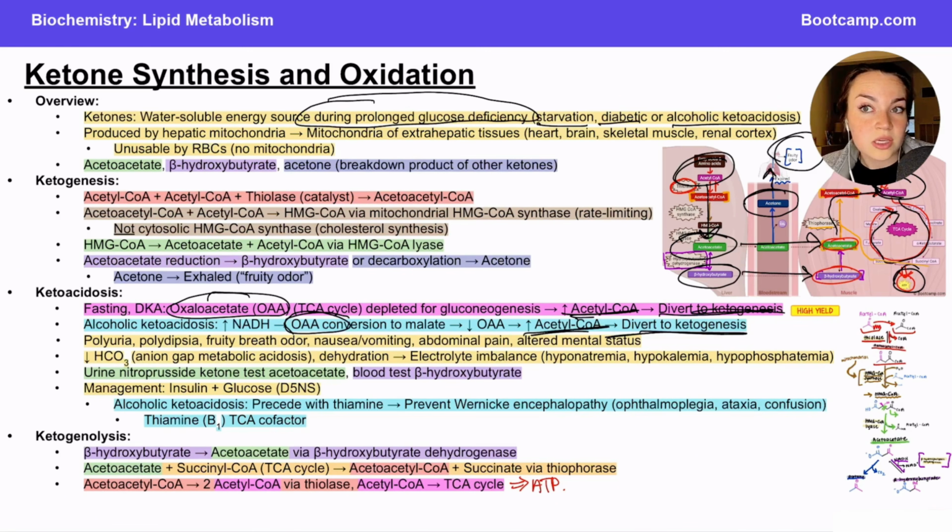And we were thinking about ketoacidosis of one etiology or another when we saw things like polyuria, polydipsia, that fruity breath odor, nausea, vomiting, abdominal pain, and altered mental status in the context of a high anion gap metabolic acidosis.